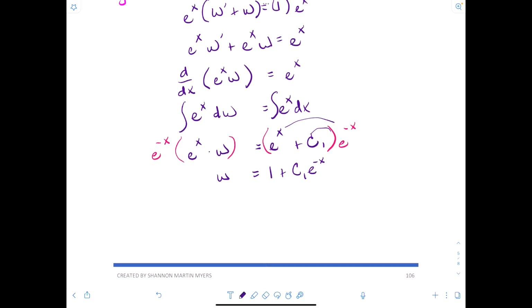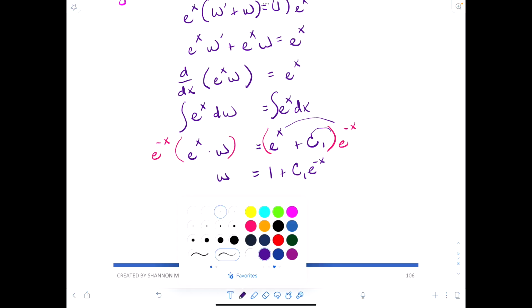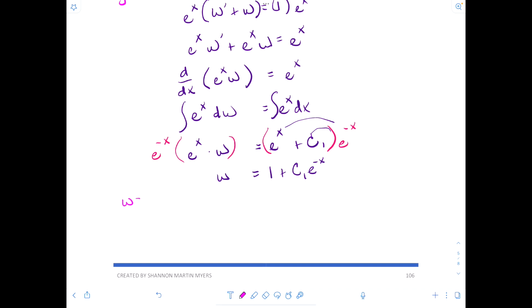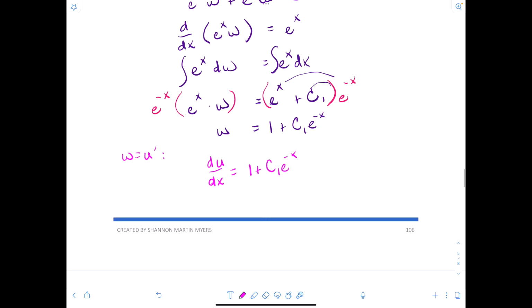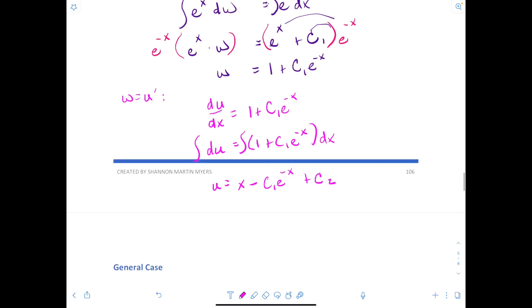But what do I want? I want u. So remember that w was equal to u prime. So u prime, which is du dx, is equal to 1 plus c1 e to the negative x. This is separable. So integrating both sides, we'll get u is equal to x minus c1 e to the negative x plus some constant c2.